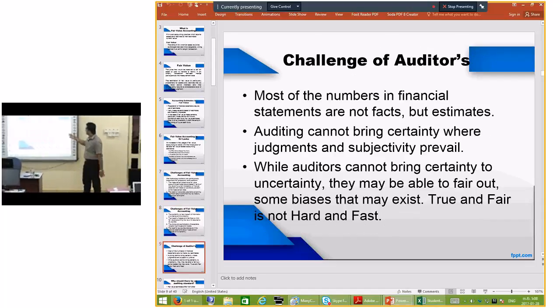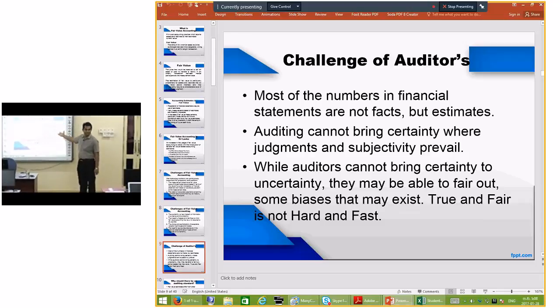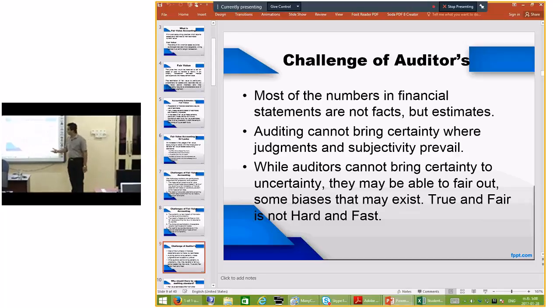So as we discussed, you have a lot of challenges when it comes to fair value accounting. Most of the numbers in financial statements are not facts but estimates. Auditing cannot bring certainty where judgments and subjectivity prevail. Right? Subjectivity is there. If it is estimation, yes, subjectivity is there. We cannot avoid it because of the fair value measurements. While auditors cannot bring certainty to uncertainty, they may be able to figure out biases that may exist. True and fair is not hard and fast. You will have that challenge, right?